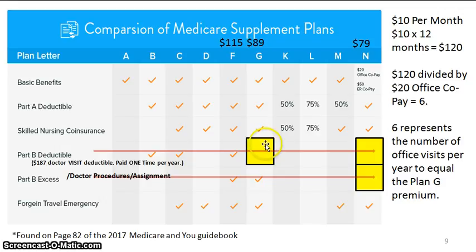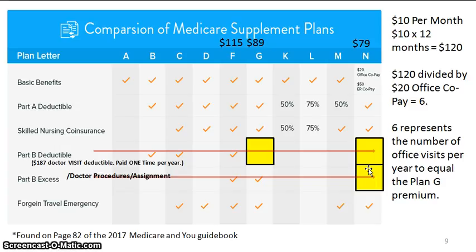Now, if you scroll over here to my red line to the N plan, that also has an empty box on that Part B deductible, which is $187. So you're saying, yes, I'm going to agree to pay that. So it works the same way as that G plan right here. But what's something else? Oh, down here it's got another empty box. And what is that? Well, that's the Part B excess charges. And that is when a doctor charges more than what Medicare Supplement assignment is.